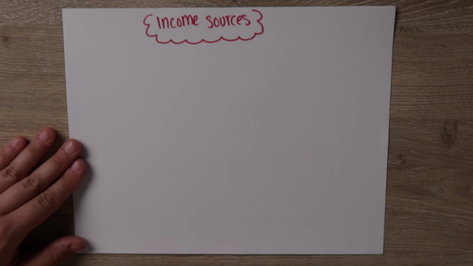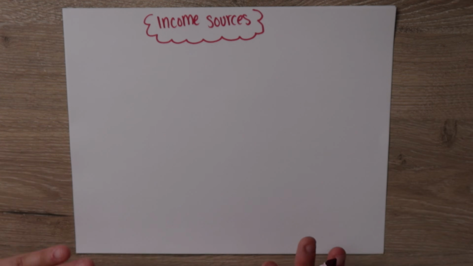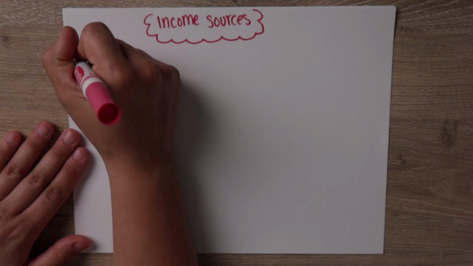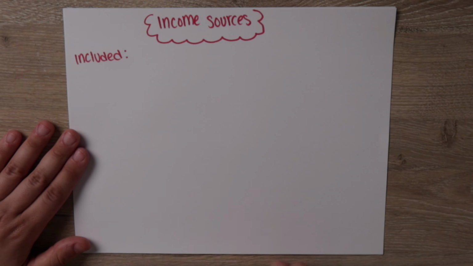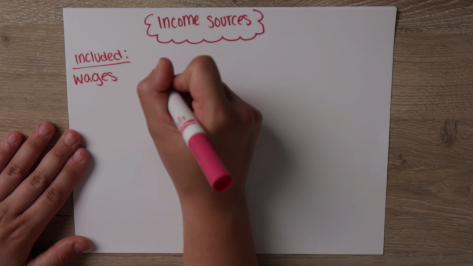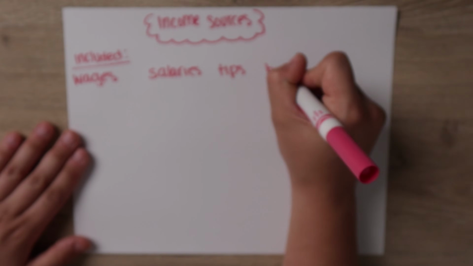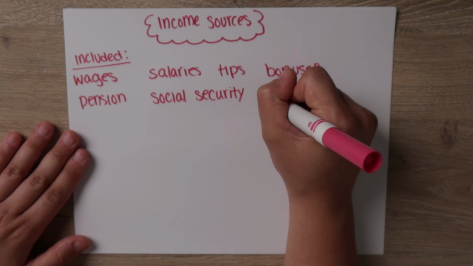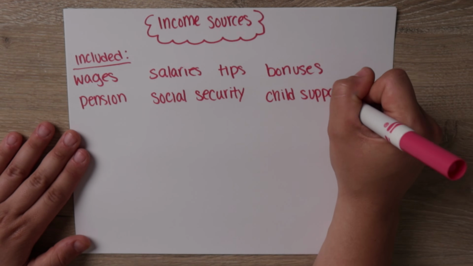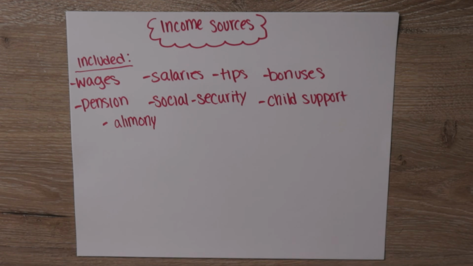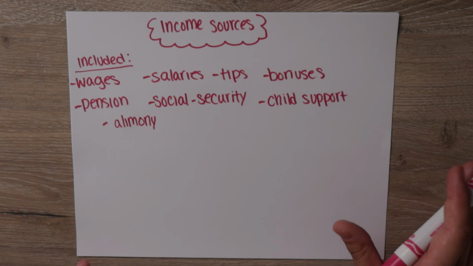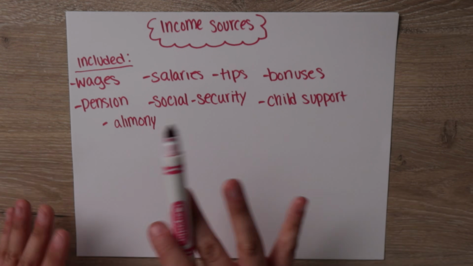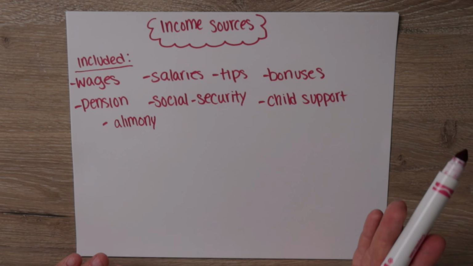Just like we had several different things that would or would not be included in debt payments, the same is true with income. Some of the included items are wages, salaries, tips, bonuses, pension, Social Security. If you receive child support, that is seen as an income source. Remember, if you're paying out child support or alimony, that is a debt payment. If you are receiving child support each month, that is an income source, and that income can be used as qualifying income for a mortgage.